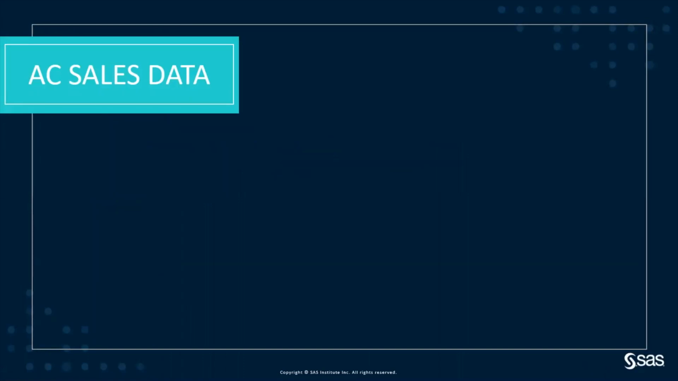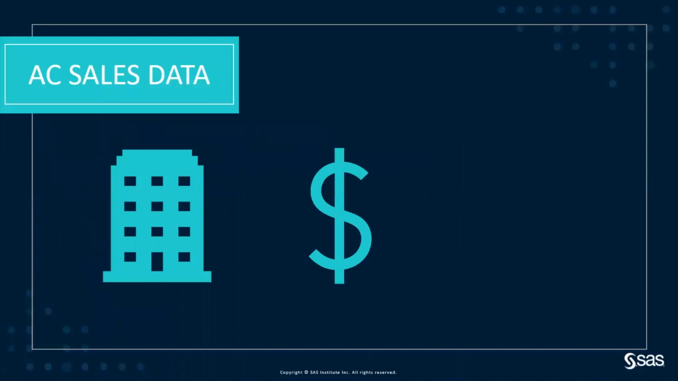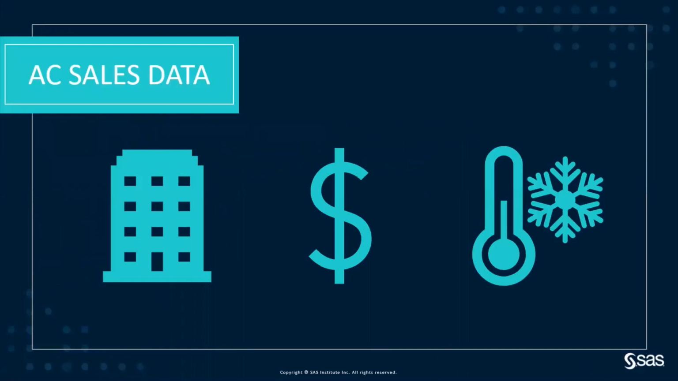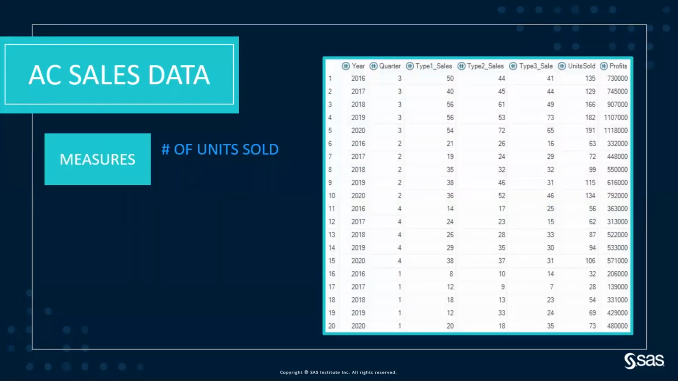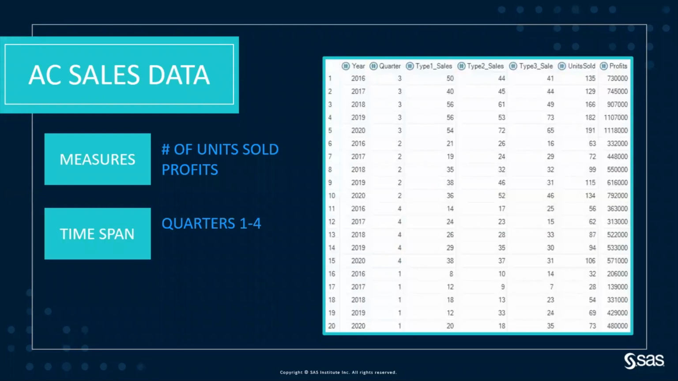Now, I've recently started my own company selling and installing air conditioning units. We currently sell 3 different types of units at 3 different prices. We keep all of our AC sales data in a table that showcases the number of units sold and the total profits made for each quarter.